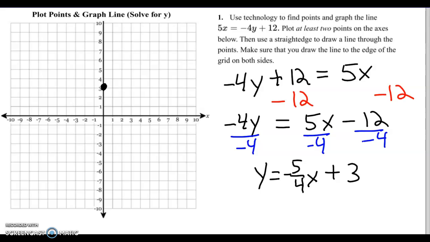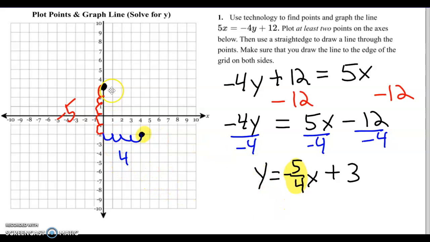Okay, so first I'm going to start with the y-intercept, which is this positive 3. So I go to the y-intercept and put 3 on the y-axis. Alright, and then I'm going to use the slope. Okay, that slope is going to get me to this point here by going down 5 because it's negative, and then going to the right 4 because it's positive.